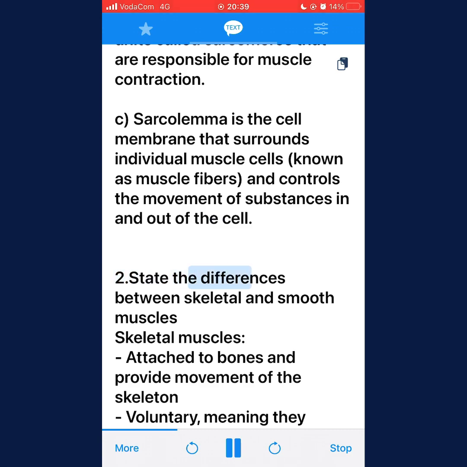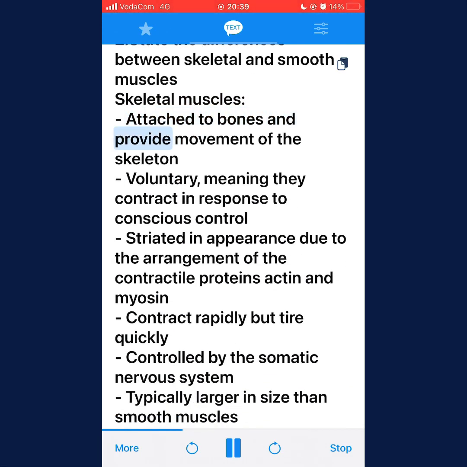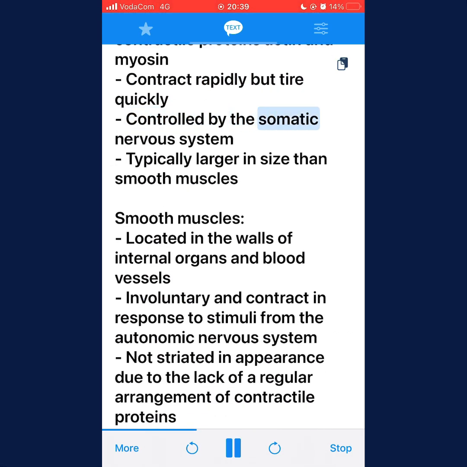2. State the differences between skeletal and smooth muscles. Skeletal muscles: Attached to bones and provide movement of the skeleton. Voluntary, meaning they contract in response to conscious control. Striated in appearance due to the arrangement of the contractile proteins actin and myosin. Contract rapidly but tire quickly. Controlled by the somatic nervous system. Typically larger in size than smooth muscles.